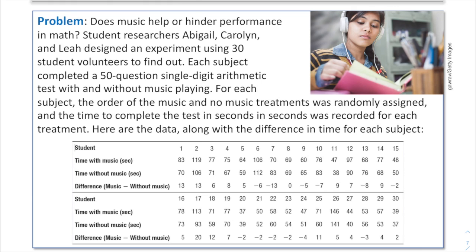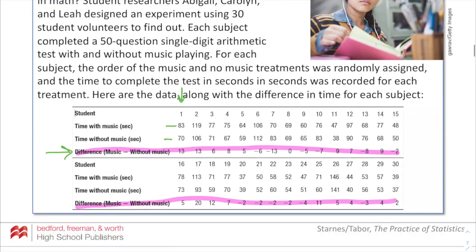Here's the data. So student 1 took them 83 seconds with music, 70 seconds without music. So these subjects were not paired to a person similar to them. They did both treatments. So then you see there's the difference, music minus without music. So it is this line of data that we're actually interested in, that we will be analyzing.